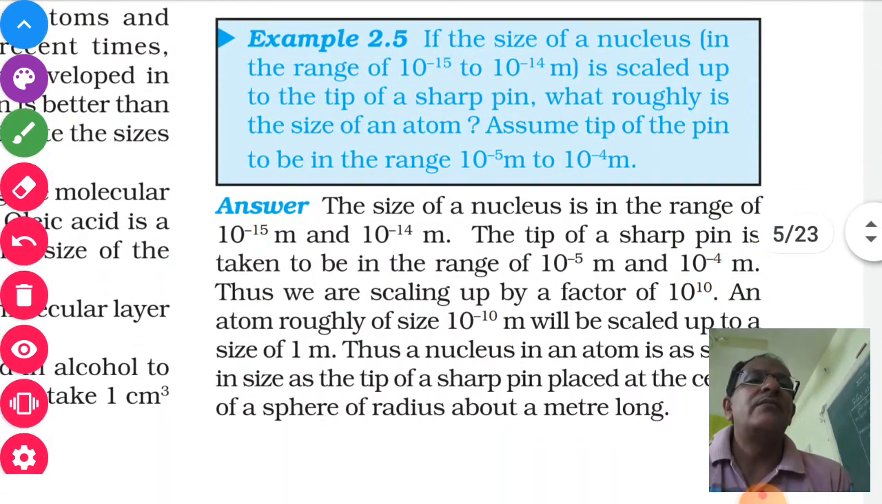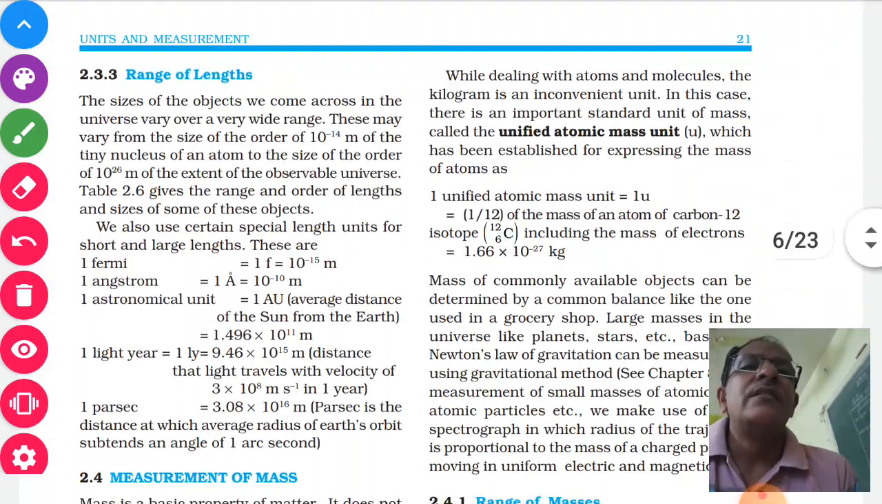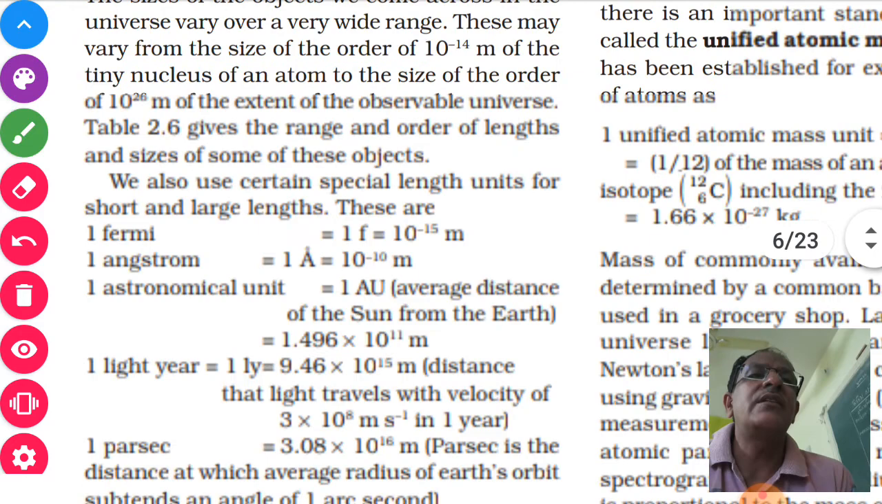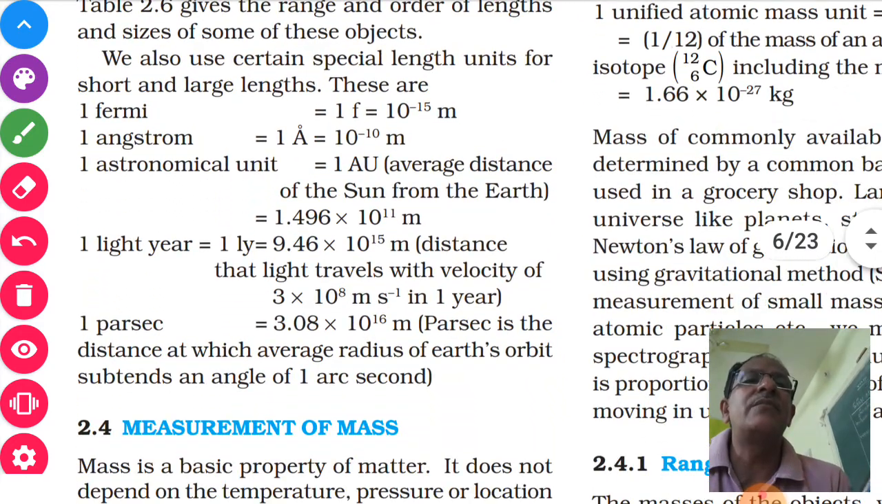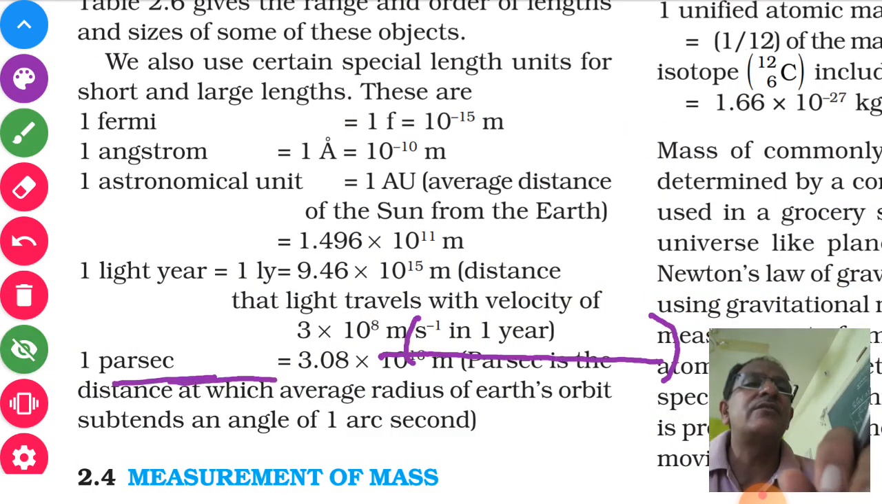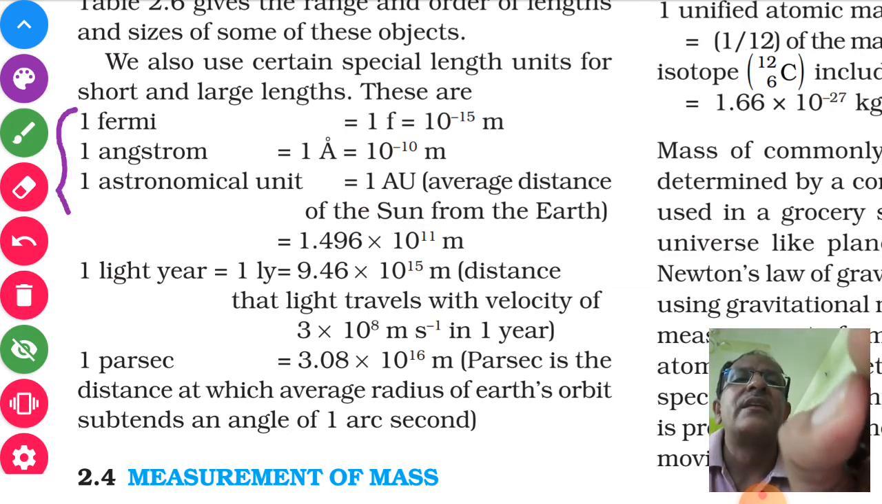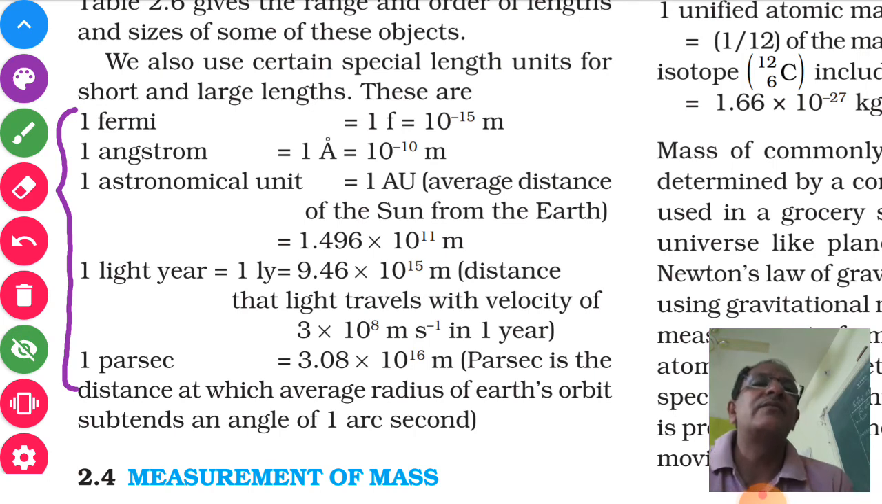Now there is the range of length. These ranges of length you should remember, and the conversions you should know. This is important for different small questions. 1 Fermi, 1 F, is 10 to the power minus 15 meter, or sometimes it is written as 1 femtometer, 10 to the power minus 15 meter. 1 angstrom is 10 to the power minus 10 meter.